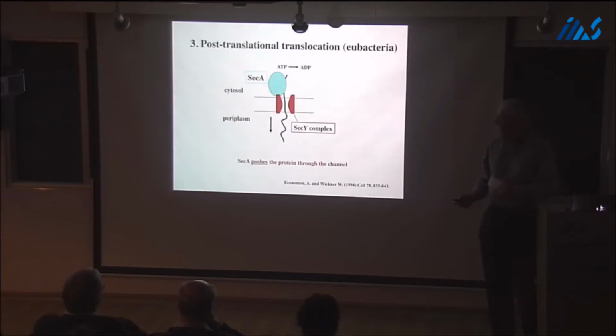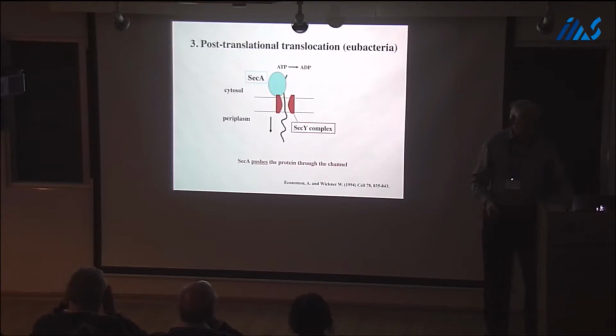The third mode of translocation is post-translational translocation in bacteria. In this case, there's no ADP on this side, so the mechanism I just explained wouldn't work. Instead, you have an ATPase on the cytoplasmic side. It's called SecA, and it uses the energy of ATP hydrolysis to push the polypeptide chain through the channel.